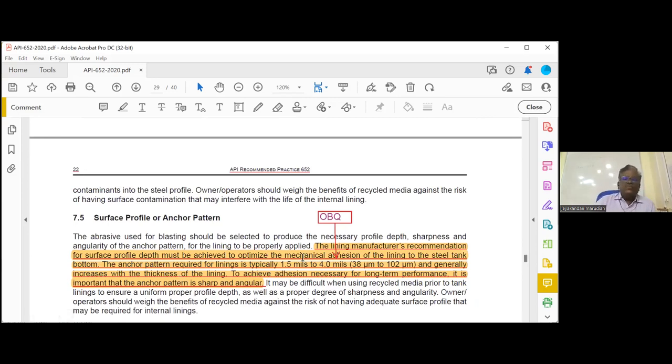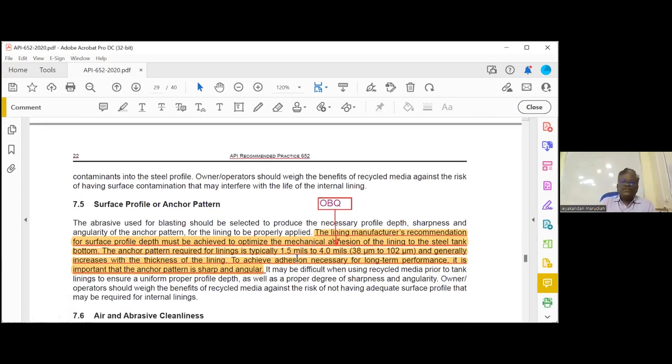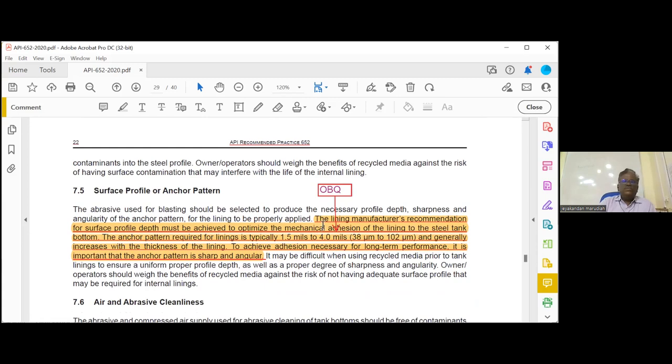Then what should be the surface profile? Roughness. This is open book question, page number 22. The lining manufacturer recommendation for surface profile depth must be achieved to optimize the mechanical adhesion. The anchor pattern required for lining is typically 1.5 to 4 mils, 38 micrometer to 102, and generally increases with the thickness of the lining. To achieve adhesion necessary for long-term performance, it is important that the anchor pattern is sharp and angular. That is open book question. 1.5 to 4 mils roughness.